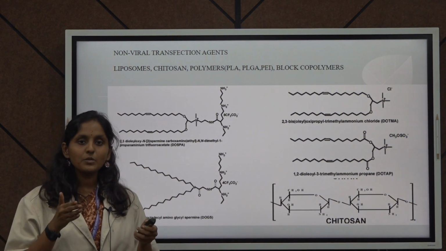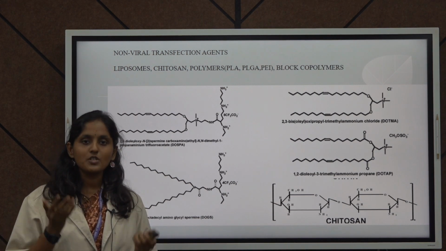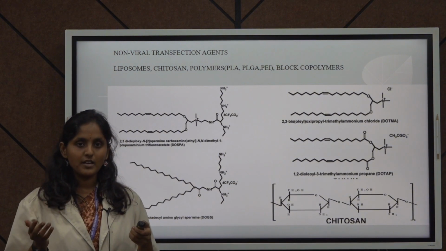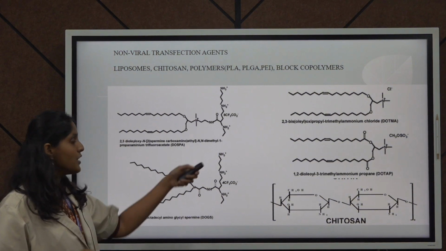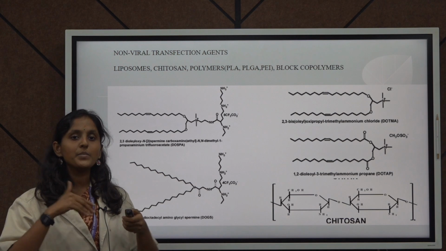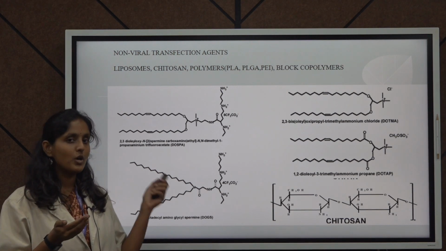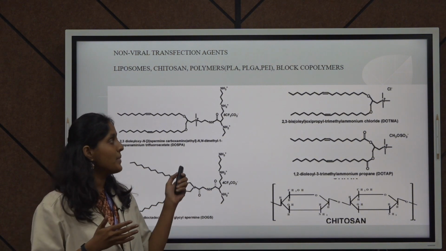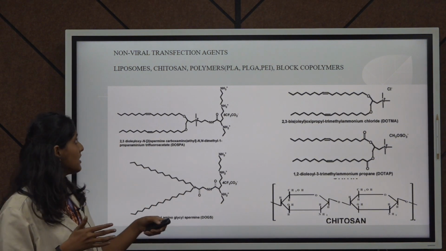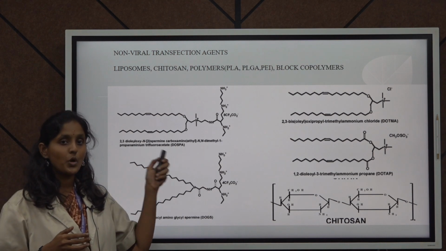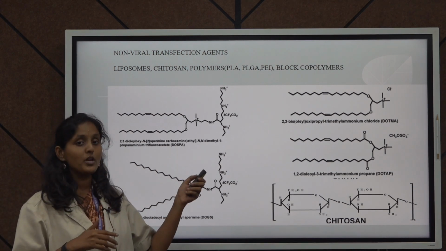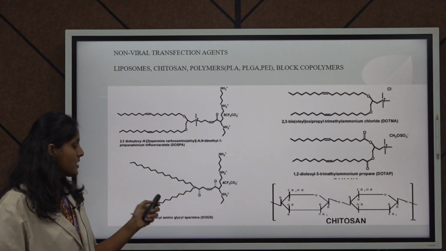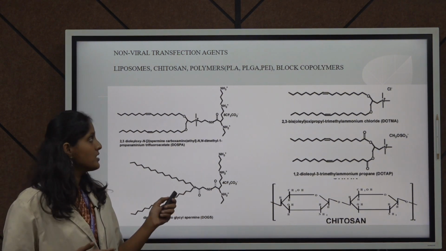So let's break down the term non-viral transfection agent. What is transfection? First, the introduction of genetic material inside a cell is called transfection. So since we are using these kind of materials for this process and bypassing the use of viral vectors, we are going to call this as non-viral transfection agents or non-viral transfection mechanism. So the materials that could be used for this process include liposomes, chitosans and polymers, and some of the block copolymers abbreviated as DOSPA, DOTMA, DOTAP and DOX. These are the materials that could be used for this process.